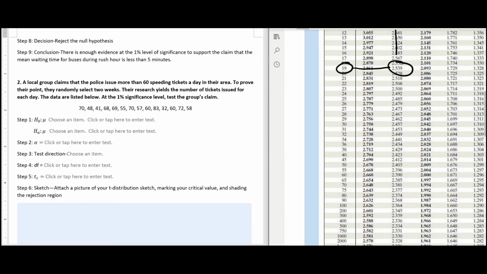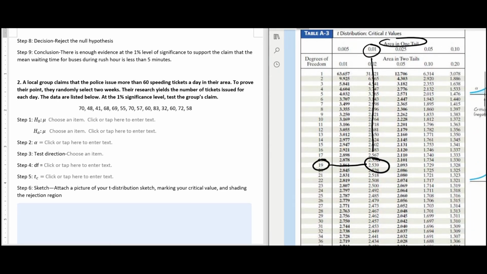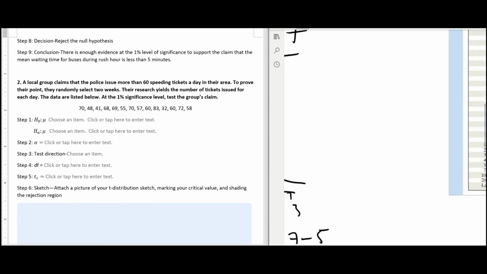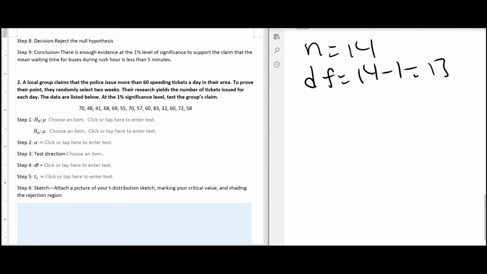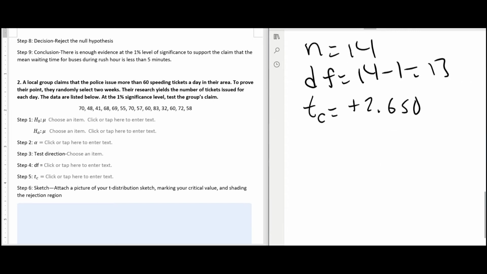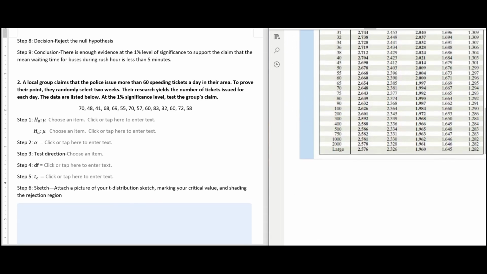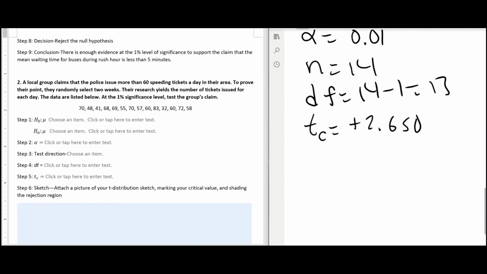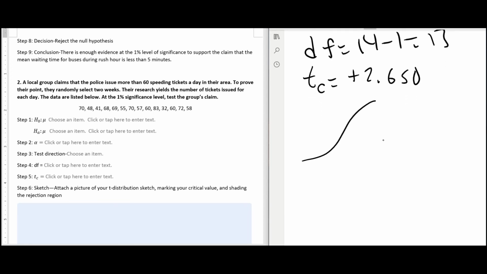So let's go back to our chart here. So one tail, 0.01, and then instead of 19, we're going to go to 13. And since it is a right tail test, that means it's going to be positive, okay? So it is going to be positive 2.650. So let's go back to our original right here. So our T critical is positive 2.6. I believe we said 2.650. Yep. So 2.650.